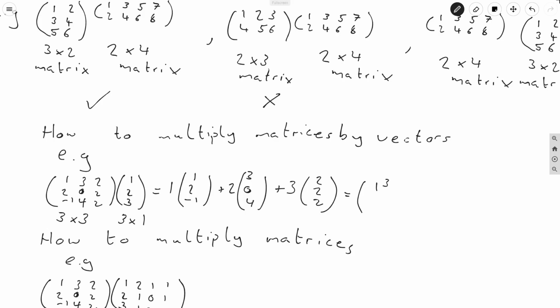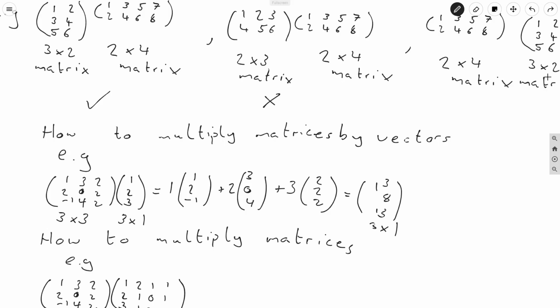Hopefully you guys are familiar with how to multiply and add vectors together. 2 plus 0 plus 6 is 8. Minus 1 plus 8 plus 6, so that's 14, 13 again, I think. And this is our product. Notice this is again a 3 by 1 matrix. The 3's in the center cancel and we got a 3 by 1 matrix in the end. And this is how we do multiplication of vectors by matrices.